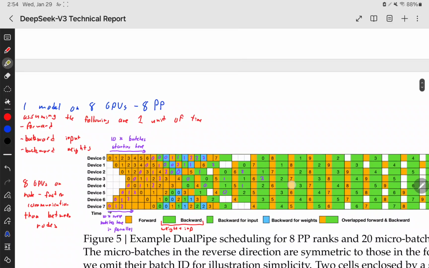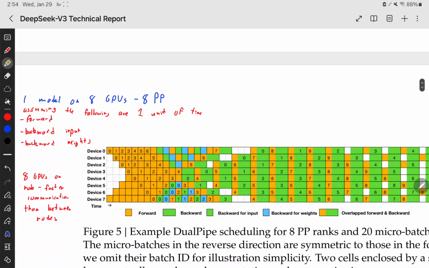I think that makes it easy to see what's going on. I'm going to erase it so I can walk through it again, because this diagram's a little scary. At least whenever I first looked at it, I was like, what the heck is going on? But what they assume here is that there is a unit of time for a forward pass, for a backward pass with the inputs, and a backward pass with the weights.